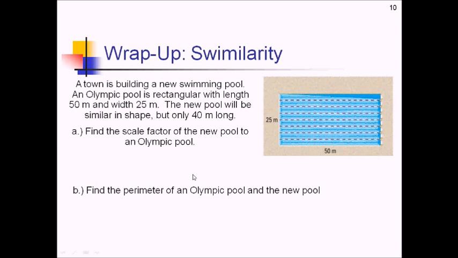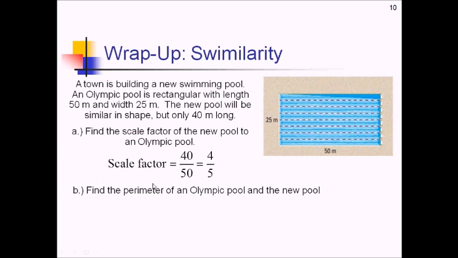All right, let's see how it went. So for scale factor, we need a side that corresponds from each of these pools. The only length we know, or the only measurement we know for the new pool, is the length itself, so 40 meters, and that corresponds with the 50-meter length of the Olympic pool. So new pool to Olympic pool, that's going to be 40 to 50, which is 4/5.